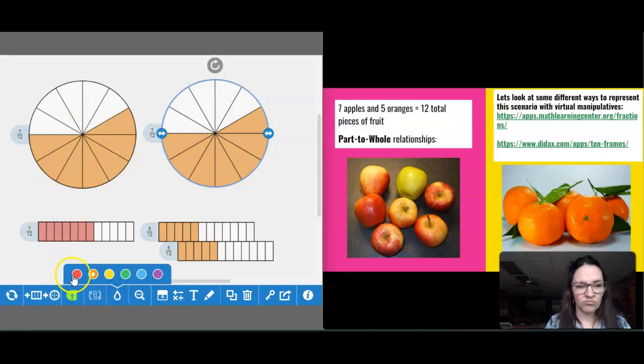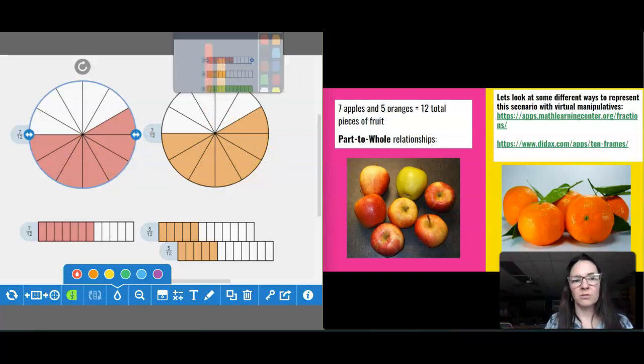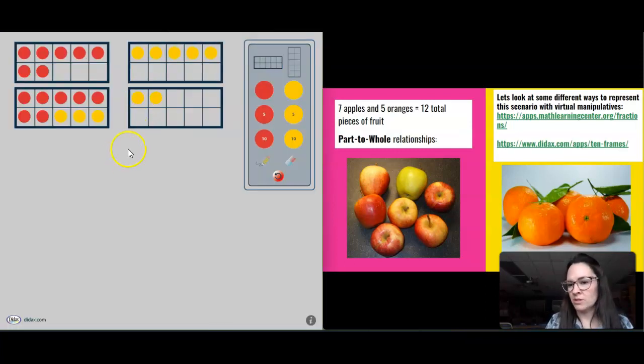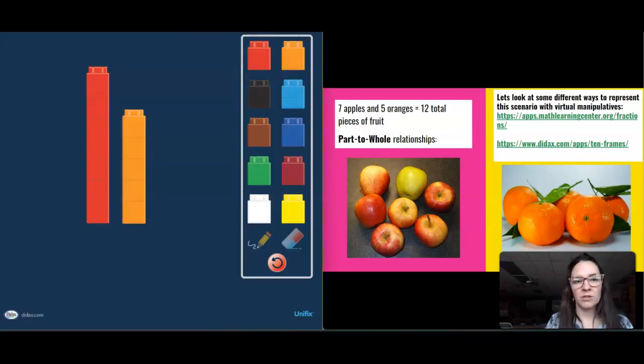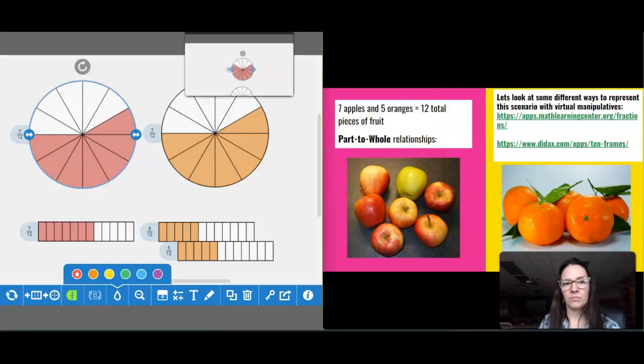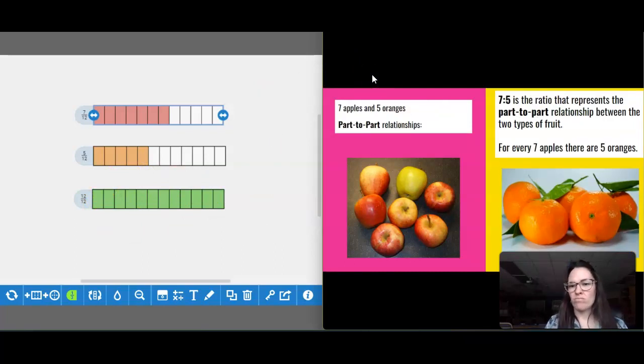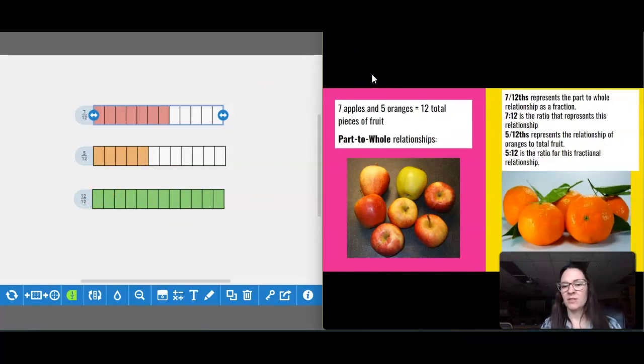All right. Turn those back. Oops. So you can play around with these and see which way you prefer. There's also some Unifix cubes and 10 frames that you might consider for showing different ways to show these relationships. Okay, so here we have our 7 apples and our 5 oranges as compared to the total number of fruit. Our 7 apples and 5 oranges make 12 total pieces of fruit.